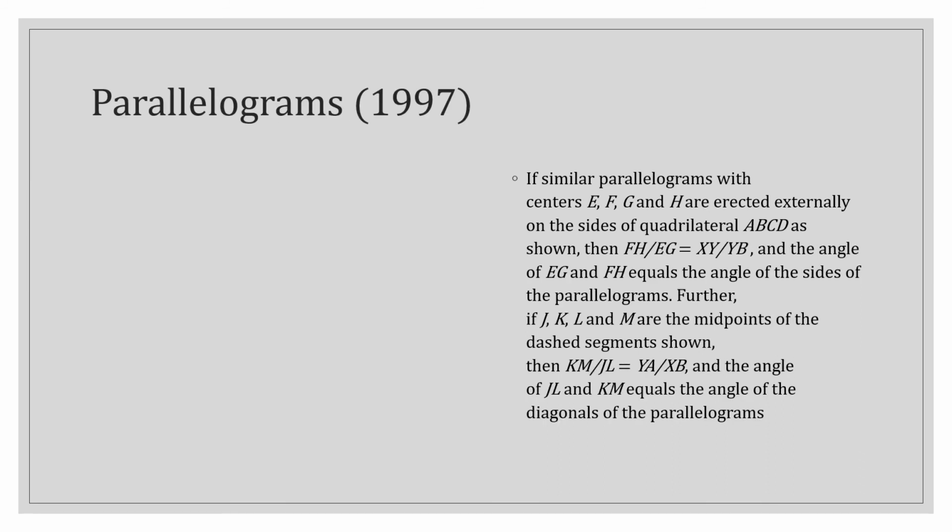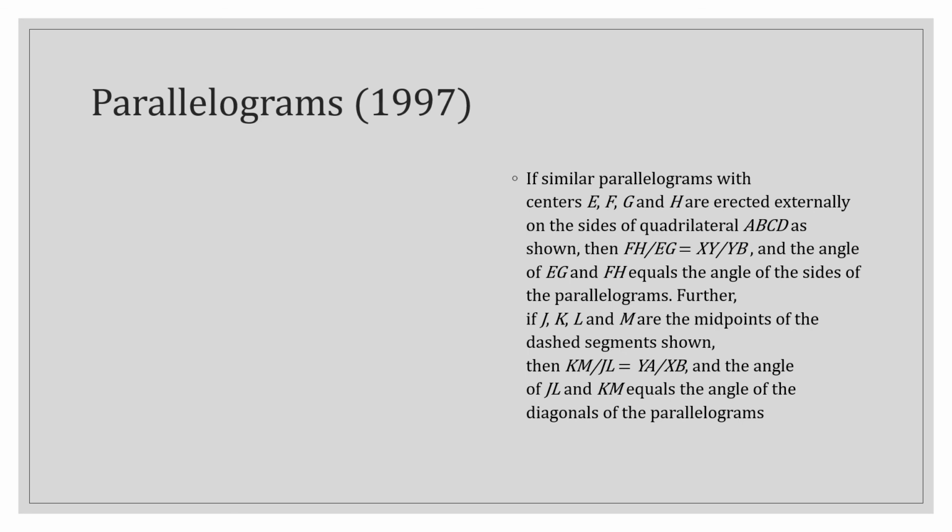Here is the last generalization that I am going to show you today. It is about parallelograms. This was discovered a couple years after the rectangles and rhombi, or proven, I should say. And it states that if similar parallelograms with centers E, F, G, and H are erected externally on the sides of quadrilateral ABCD as shown, then the ratio of FH to EG would equal the ratio of XY to YB, and the angle of EG and FH equals the angle of the sides of the parallelograms.